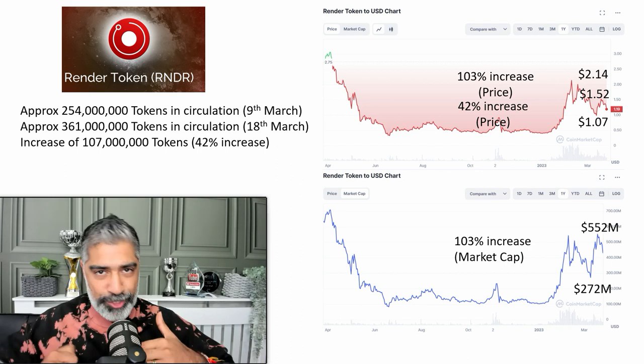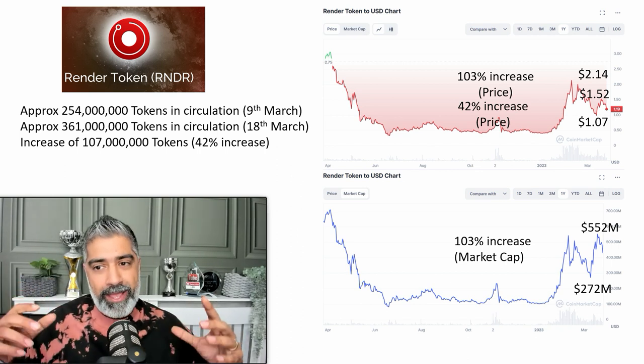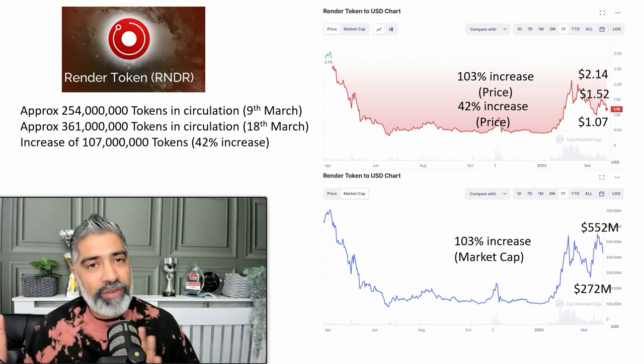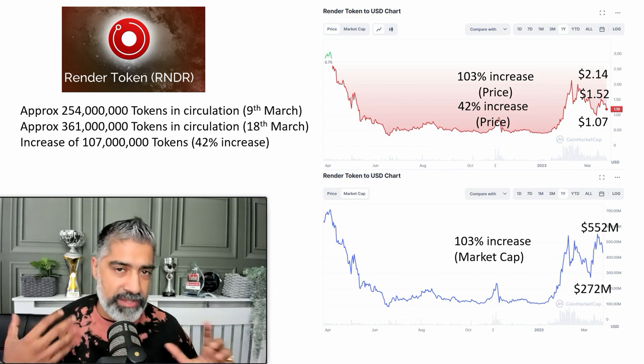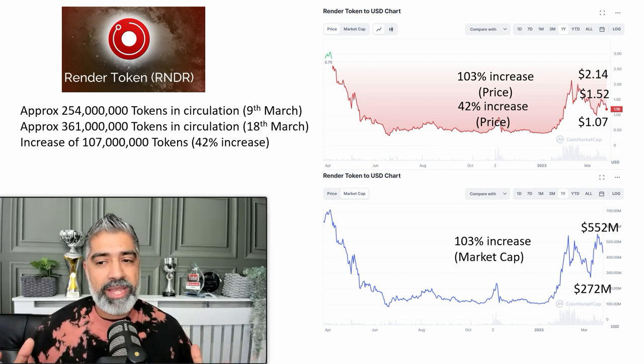So it's harder to win. And if you're holding Render for different purposes, then it doesn't matter. But if it's for investment purposes, that does make a big difference.